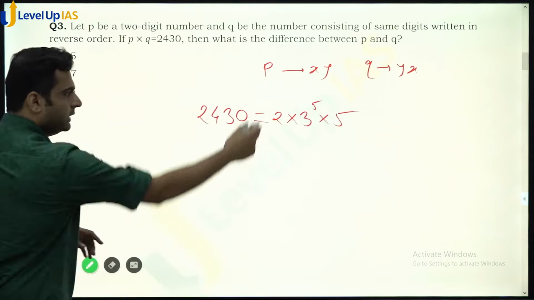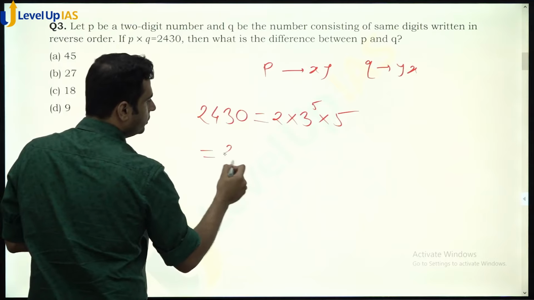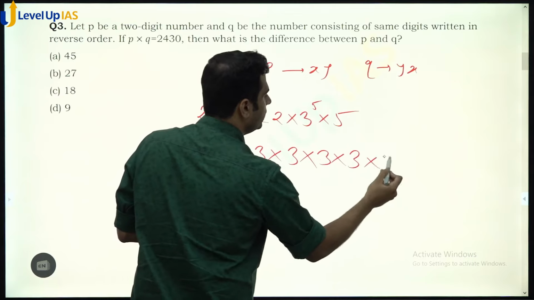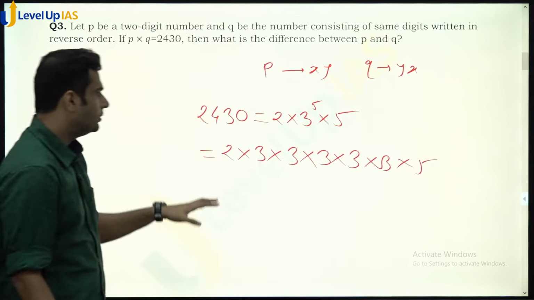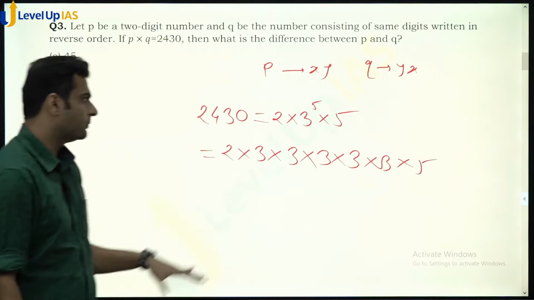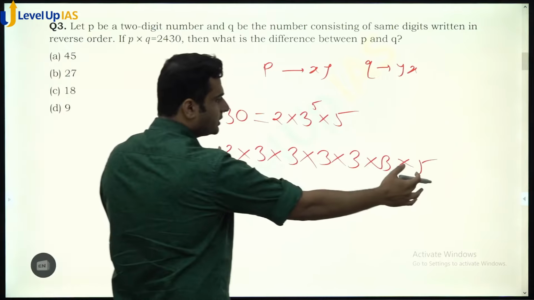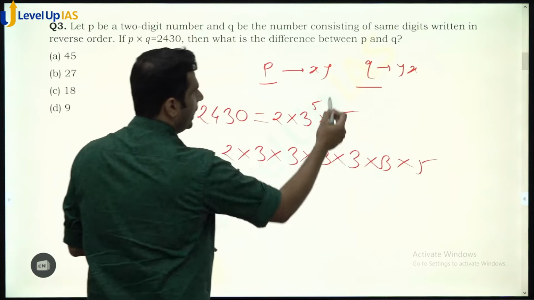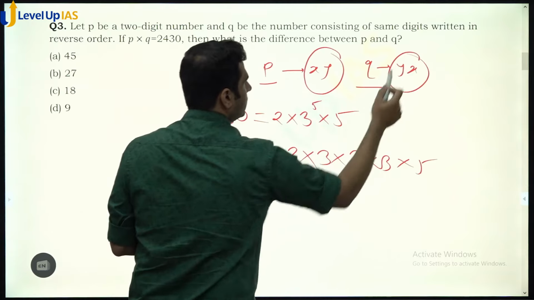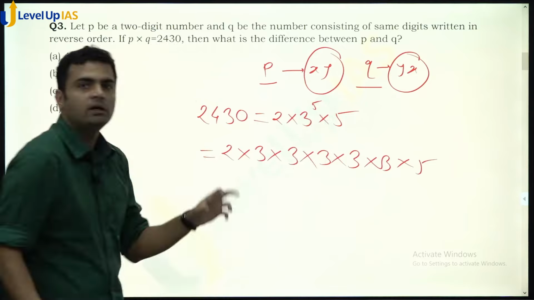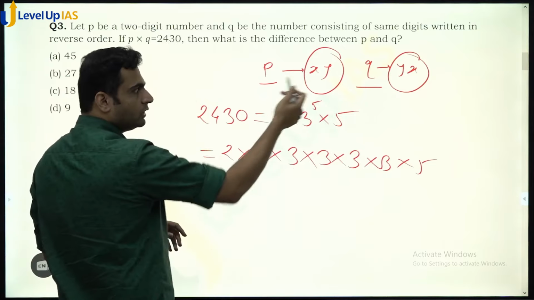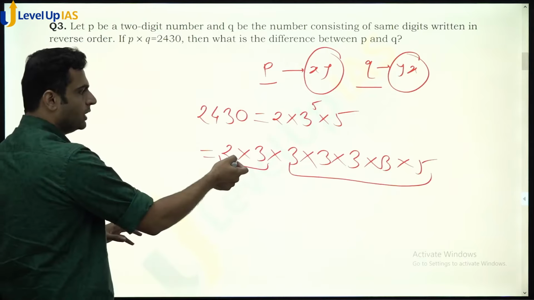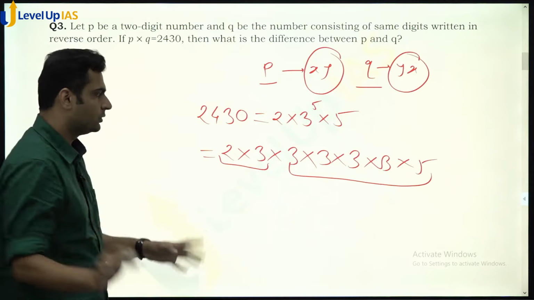Okay, let me write it in expanded form: 2 into 3 into 3 into 3 into 3 into 3 into 5. Now this is what P into Q is. We just have to divide this entire multiplication into two groups, one of which is P, one of which is Q, and check which of them follow the property that they are reversals of each other. Both of them are two-digit numbers, so can this be one group and this be another group? This is just a one-digit number, 2 into 3, 6, so that is not allowed.